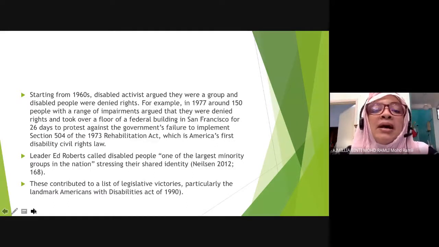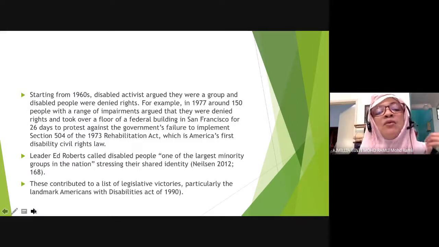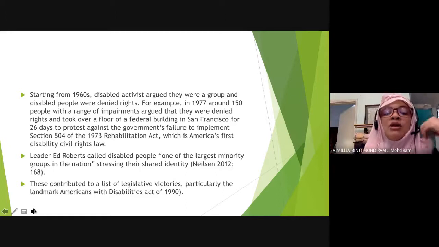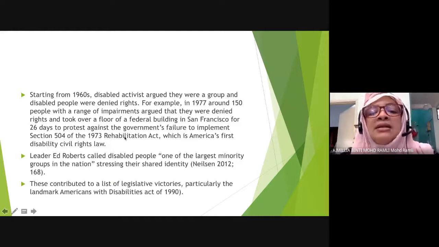So in the 1960s, it started with a movement. And in 1977, they had a huge strike. They took over a whole floor of the federal building in San Francisco for 26 days, almost a month, to protest. They wanted the government to implement Section 504 of the 1973 Rehabilitation Act. Leader Ed Roberts called disabled people one of the largest minority groups in the nation, stressing their shared identity.